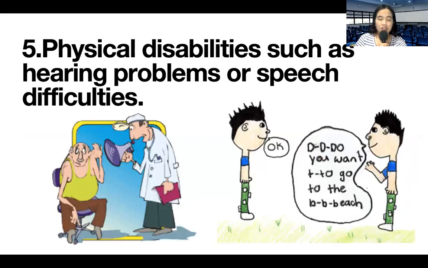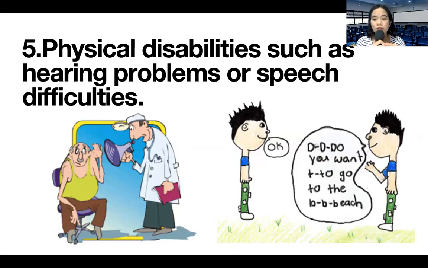Number 5, we have physical disabilities. So physical disabilities can be categorized into 2, either hearing problems or speech difficulties. So hearing problems are actually most common when you are talking to an elderly, okay? Like what I have given as an example, when I talk to my grandma, okay, she cannot get, all right, my message because she has hearing problems, so I have to repeat what I just said. So it would be a hassle on my part, but I have no choice but to repeat.